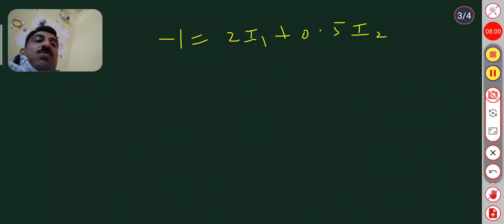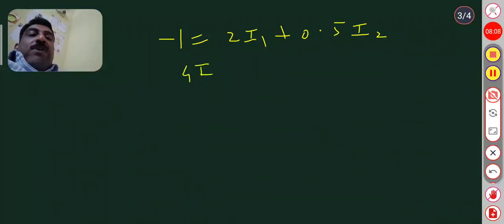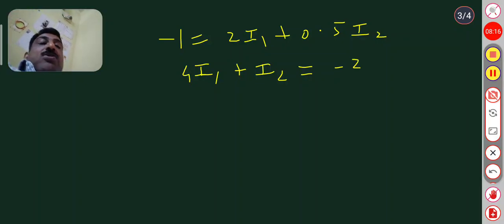Okay, so this is our equation. If I remove this 0.5, I can write this as 4I1 plus I2 is equal to minus 2. Okay, so 4I1 plus I2 is equal to minus 2. This is our equation.